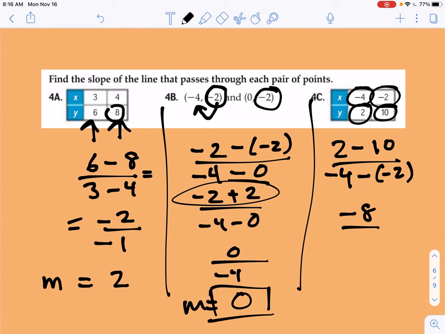So 2 minus 10 is negative 8. And then negative 4 plus 2, so this becomes plus 2, is negative 2. Negative divided by a negative is positive, and 8 divided by 2 is 4. So your slope is 4.